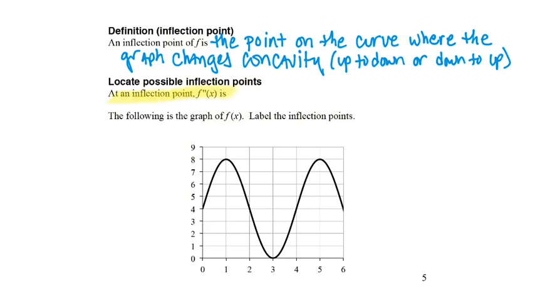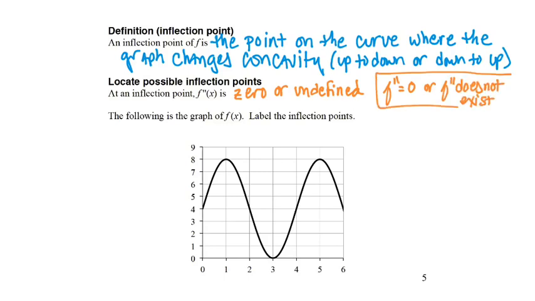So an inflection point is found by focusing on the second derivative, and that second derivative is either 0 or undefined. So we should be writing f double prime equals 0 or f double prime does not exist. So these double primes are going to be set equal to 0 or does not exist.